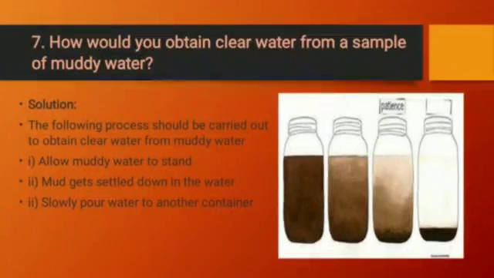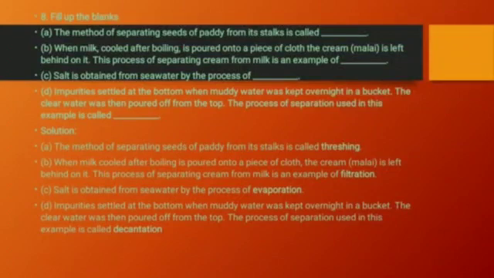So the following process should be carried out to obtain clear water from muddy water. First, allow muddy water to stand and mud gets settled down in the bottom, and slowly pour the water into another container. So this way you can separate the mud from the water.